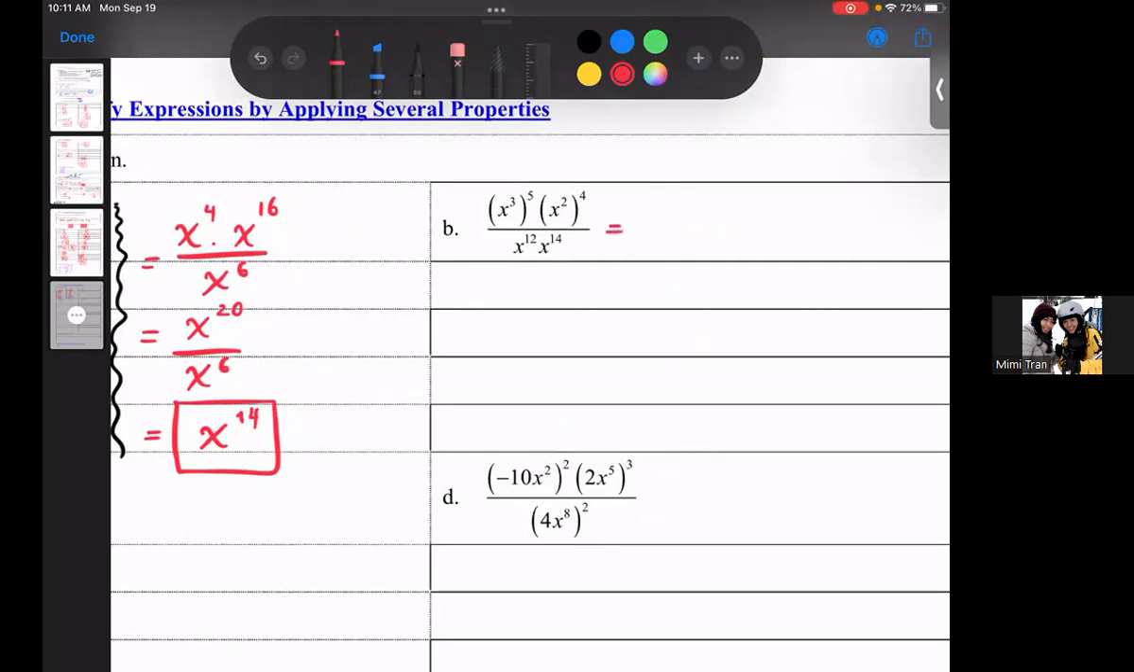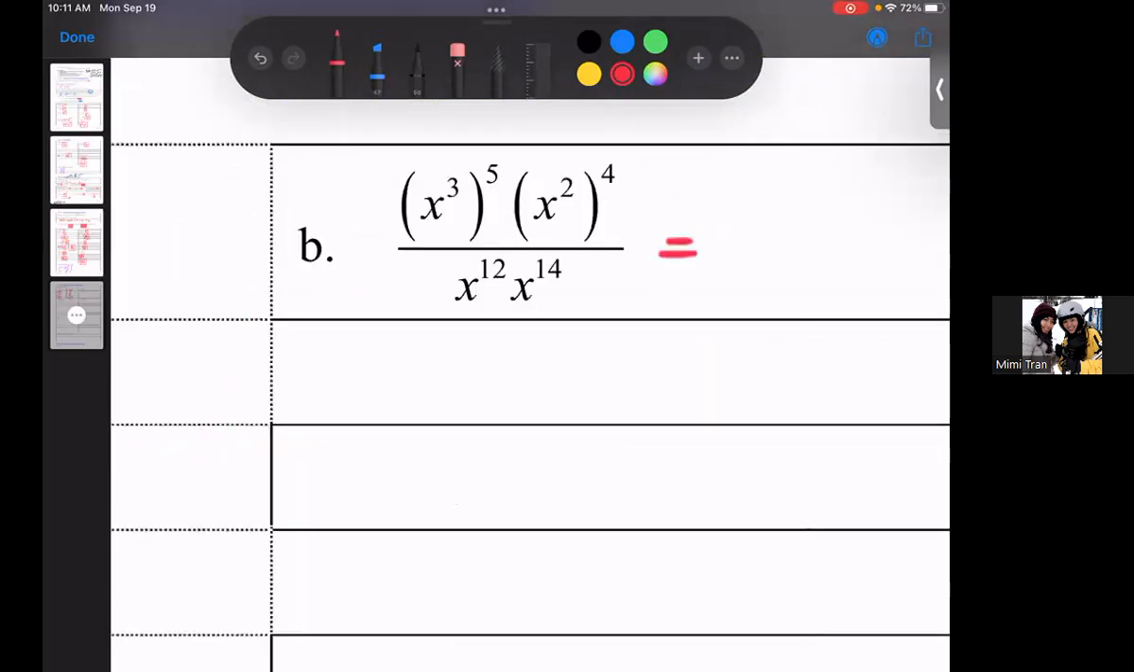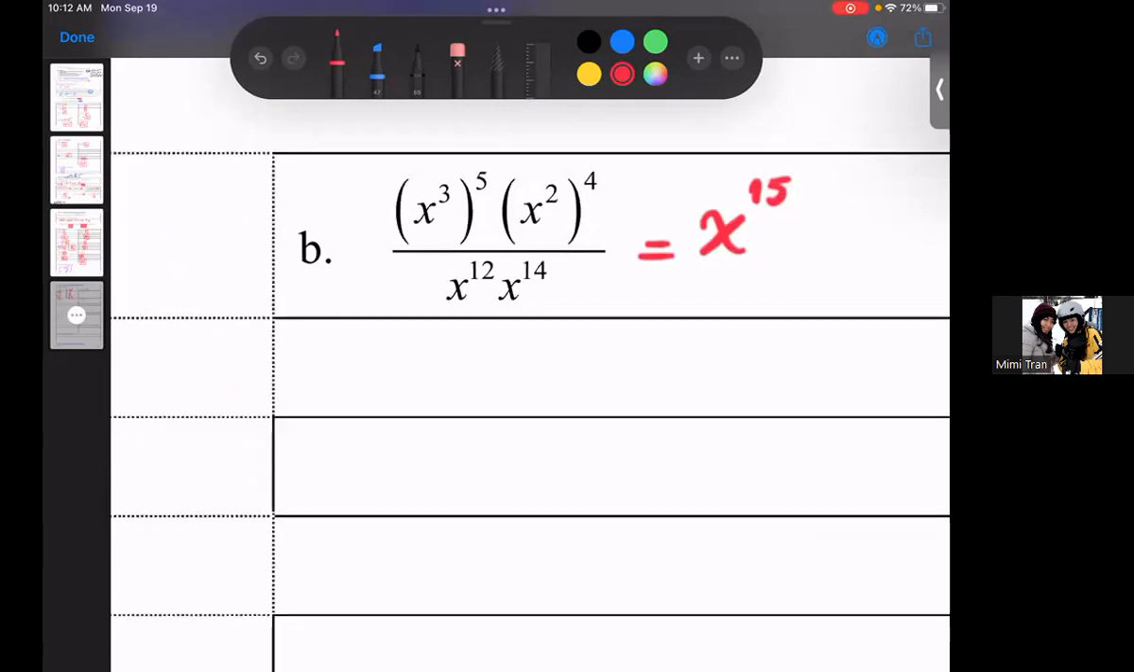Now for B, do not simplify x cubed and x squared. You have to take care of the 5 and the 4 outside first. Okay? So it becomes x to the 15 times x to the 8.